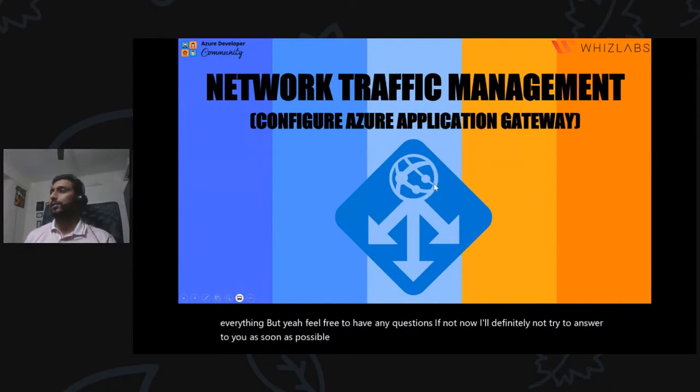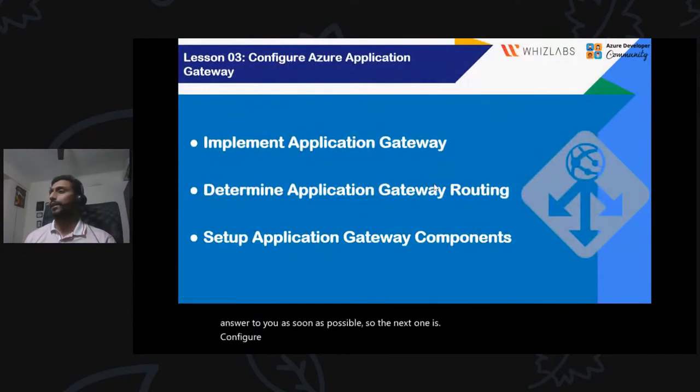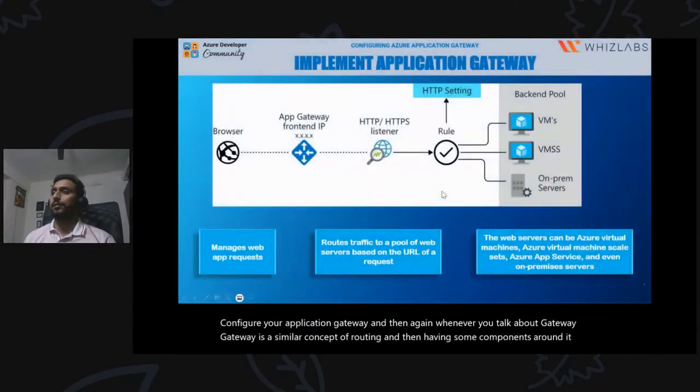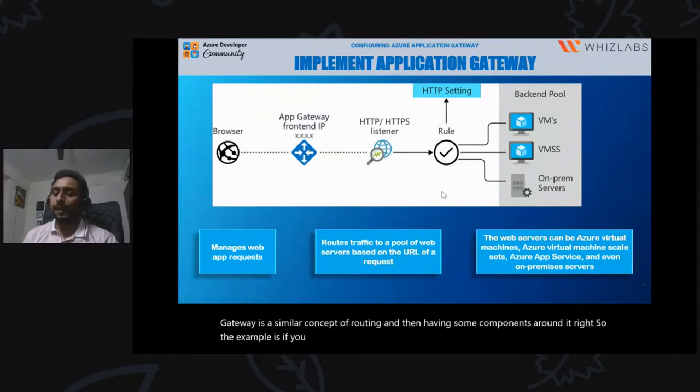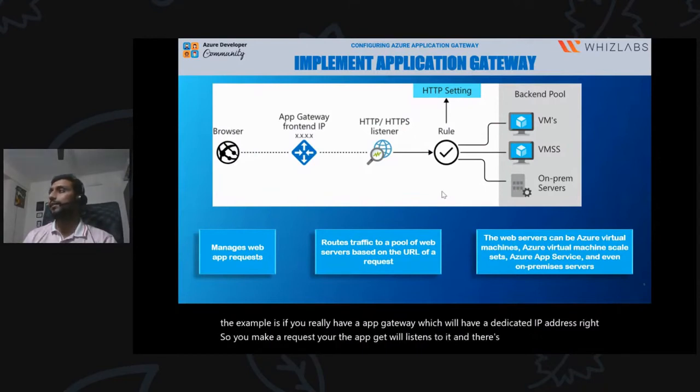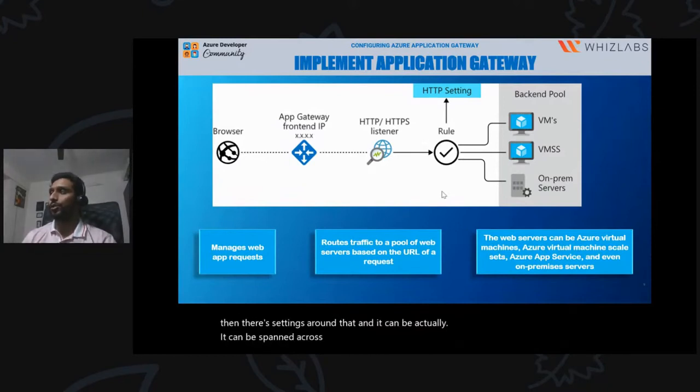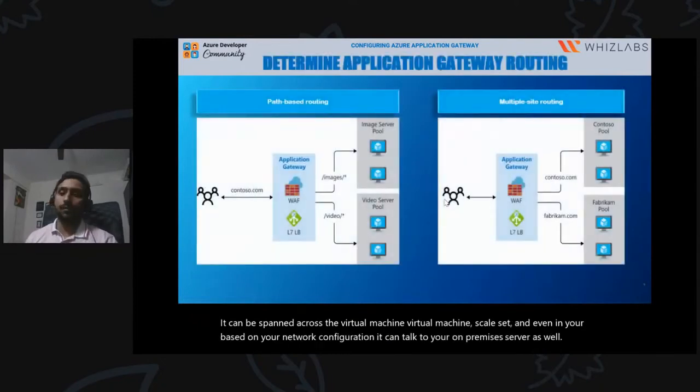So the next one is configuring your application gateway. Again, whenever I talk about a gateway, it is a similar concept of routing and having some components around it, right? So for example, if you have an app gateway, it will have a dedicated IP address. You make a request from a browser, the app gateway listens to it, there's an HTTP listener, and then there are settings around that. It can be spanned across the virtual machine scale set, and based on your network configuration, it can talk to your on-premises server as well, right?